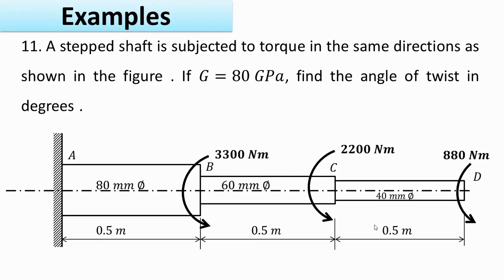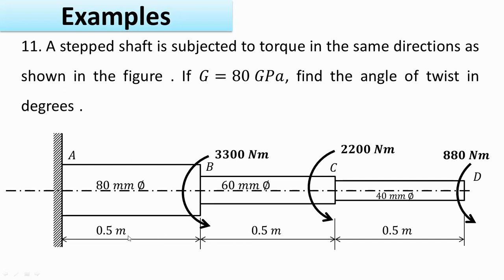In this video, we'll see an example on a step shaft. The arrangement of the step shaft is shown in the figure. Shaft AB is of 80 mm diameter. Shaft BC is of 60 mm diameter. Shaft CD is of 40 mm diameter. And the length of each shaft is 0.5 meter or 500 mm.